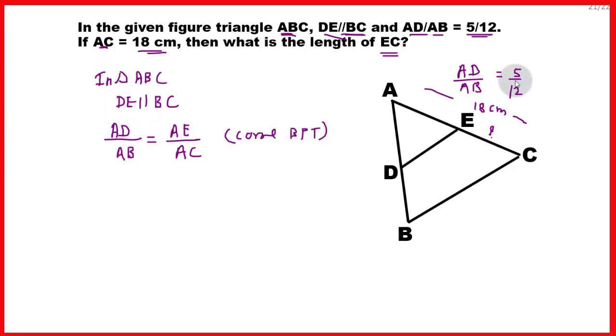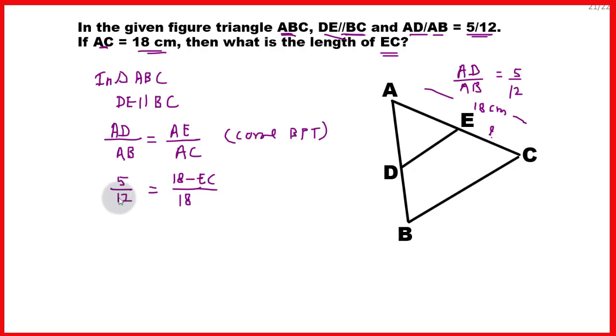Now here we know that AD upon AB is given as 5 by 12, so replace the values as 5 by 12, which is equal to AE upon AC. This AC is given as 18 centimeter, so it will be 18, and AE will be what? It will be AC minus EC, correct? So it will be 18 minus EC. Now solve this equation to get the value of EC.